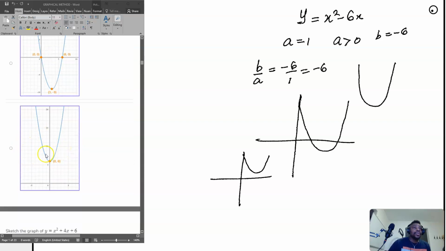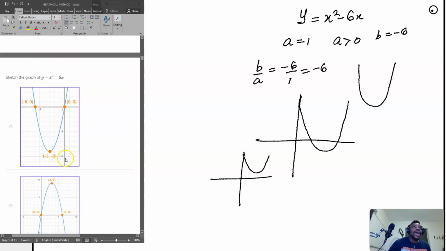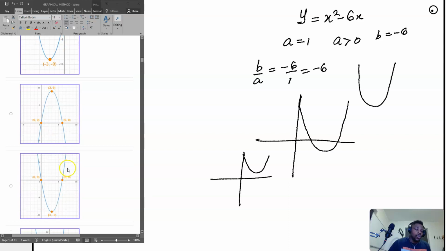Then if you look at option 4, it is symmetrical. It is both left and right. Our curve should be on the right. So option 4 is wrong. So we have option 1 and 3 to work with.